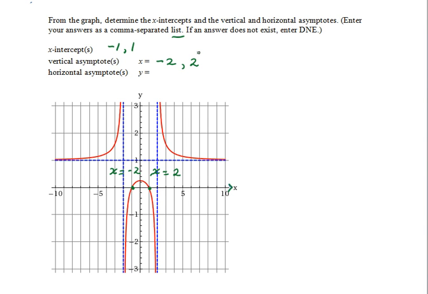The horizontal asymptote is the horizontal line that the graph approaches as x is increasing without bound or decreasing without bound, or both. And in this case it's both. So that line in our example is the line y equals 1. And that's the equation of our horizontal asymptote.